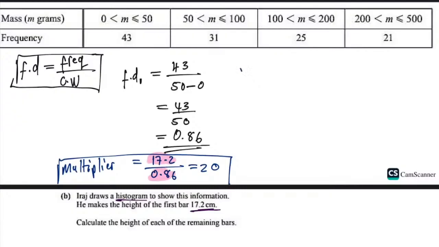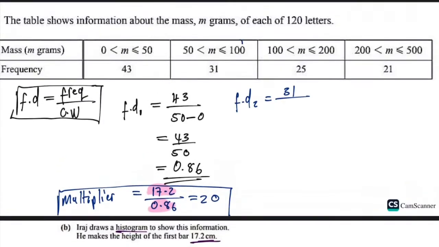So now let's get the frequency density for the second one, then we'll convert all of them to heights. All right, so frequency density for the second one: what's the frequency? 31, divided by the class width, which is 100 minus 50. So it's 31 divided by (100 minus 50), which is equal to 0.6.